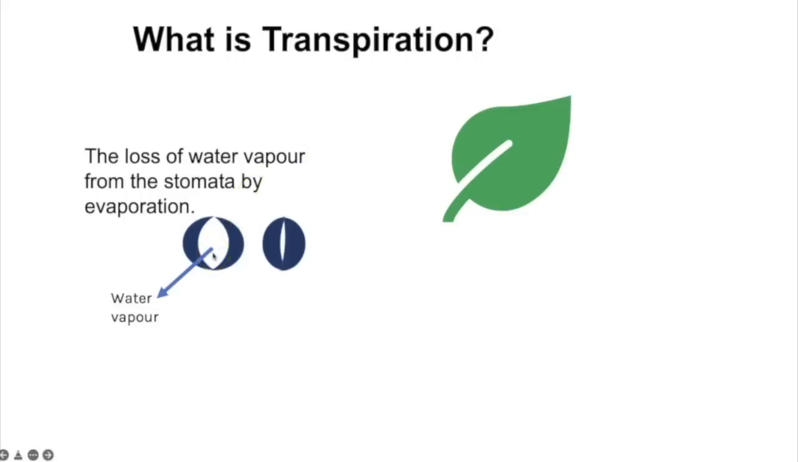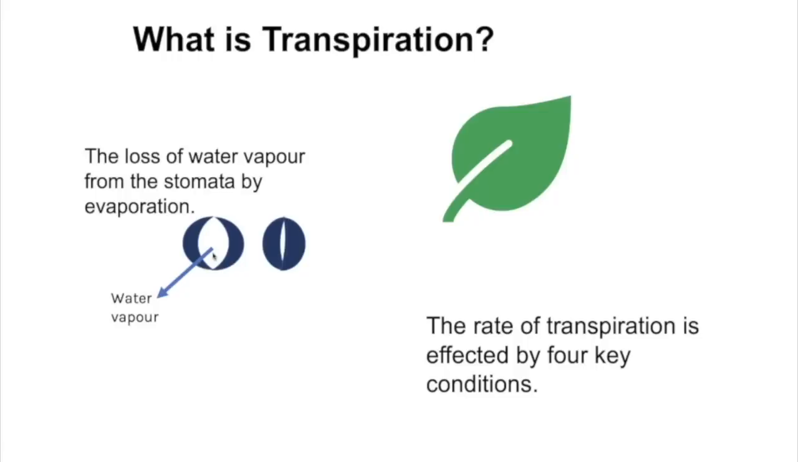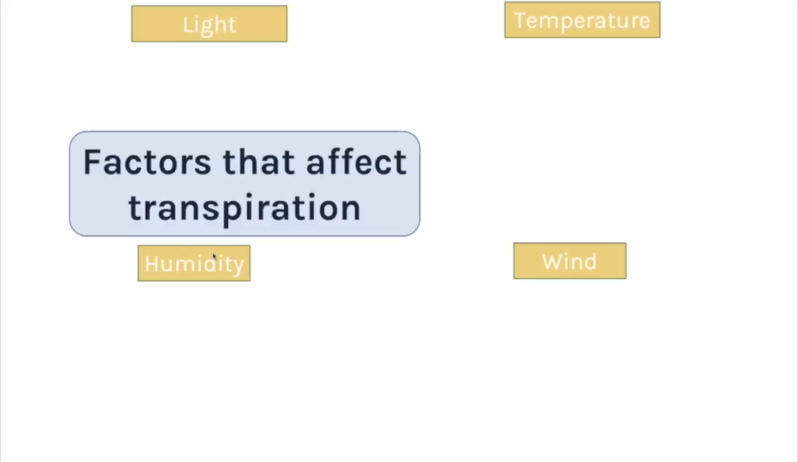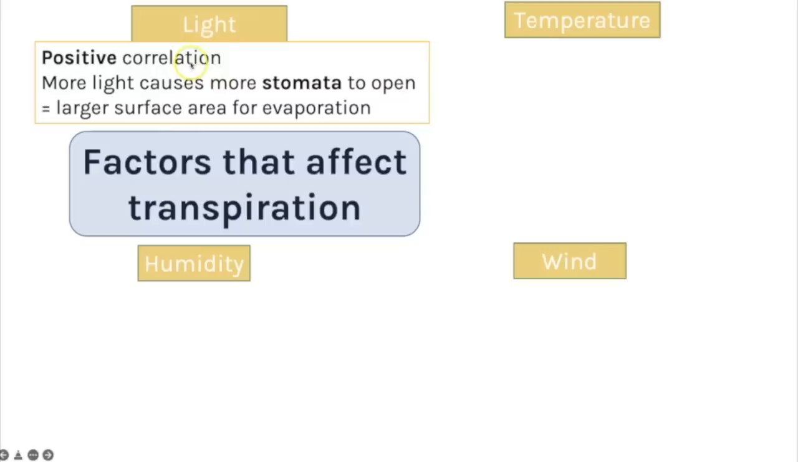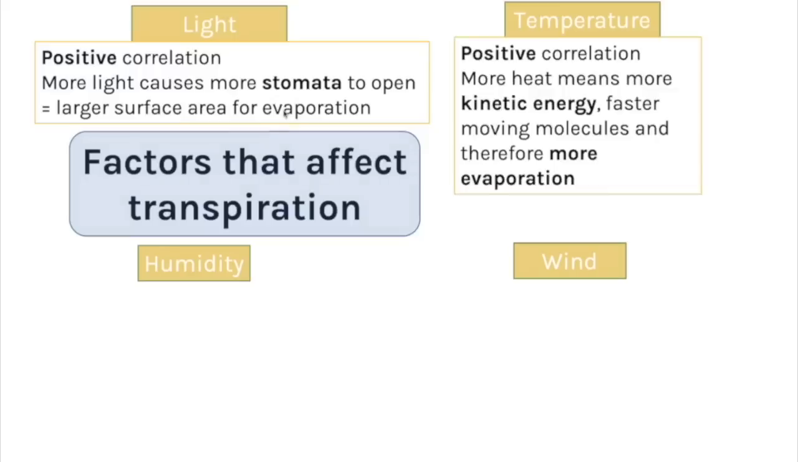So water evaporates out of stomata on the leaves. And there are 4 key factors that affect the rate of transpiration. First of all, light intensity. The more light there is present, the more stomata will open, and therefore there's a larger surface area for evaporation.